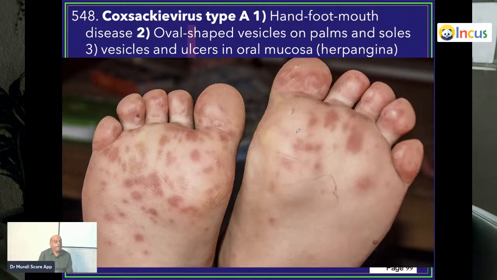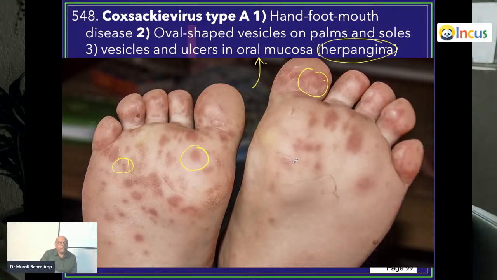Next comes the Coxsackie virus. Type A leads to hand, foot, mouth disease. What are these oval-shaped vesicles on the palms and the soles? Vesicles and ulcers in the oral mucosa, that is called herpangina.